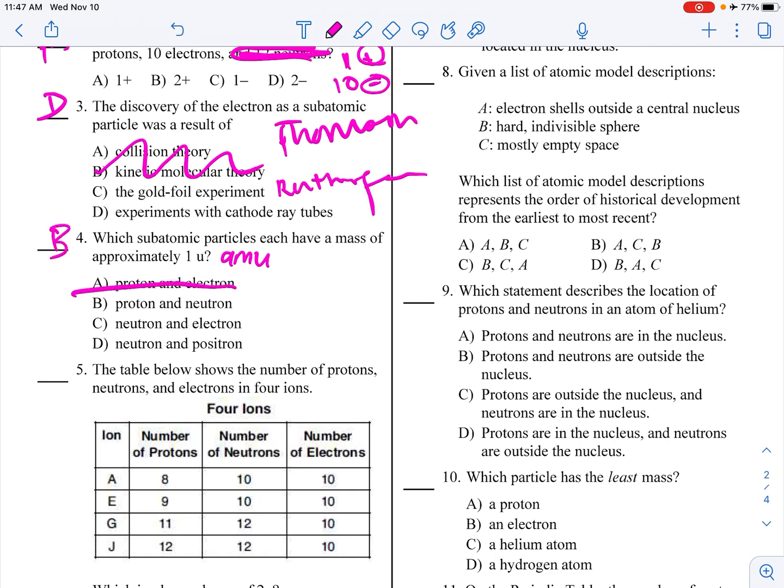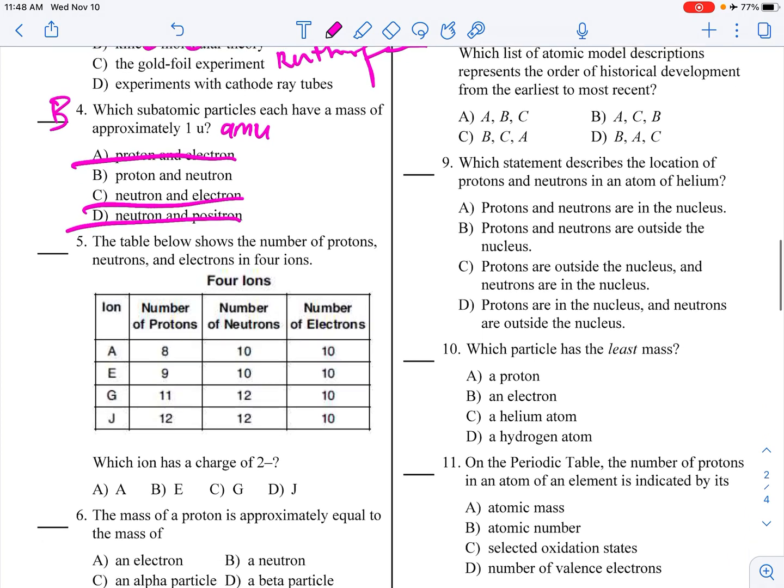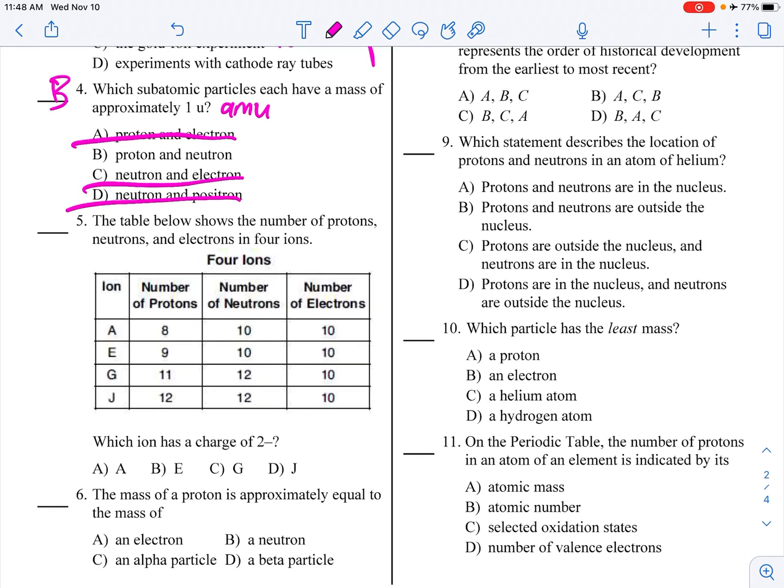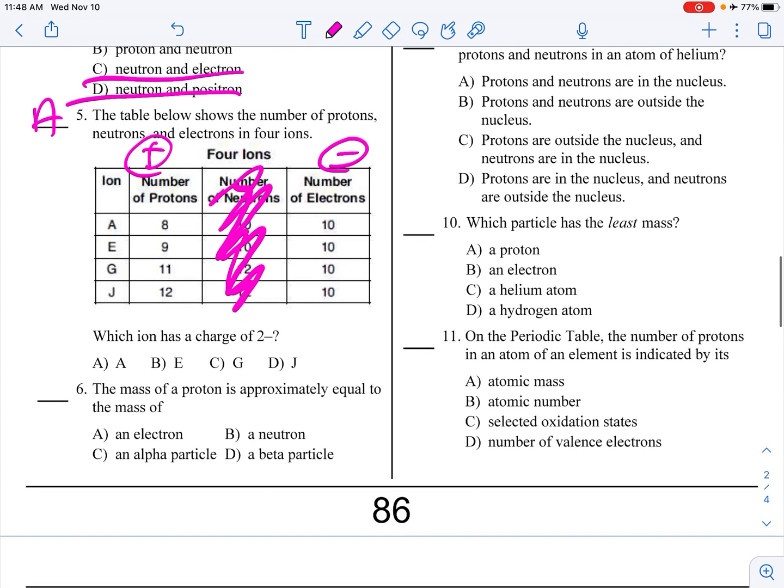Electron is a mass of 0, which is really 1 over 1836, and positron is the same mass. Which has a charge of -2? So that would mean 2 more electrons than protons. So all of that, we don't care about this because this is neutrons and that's neutral. So who has 2 more negative electrons than positive protons? It would be choice A. Choice A is +8 -10, so -2 overall.